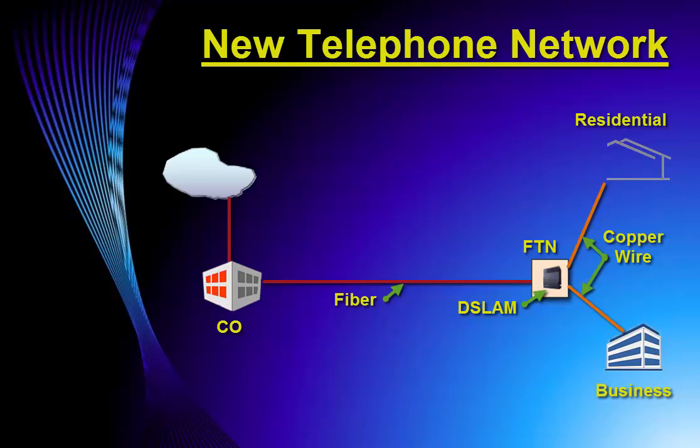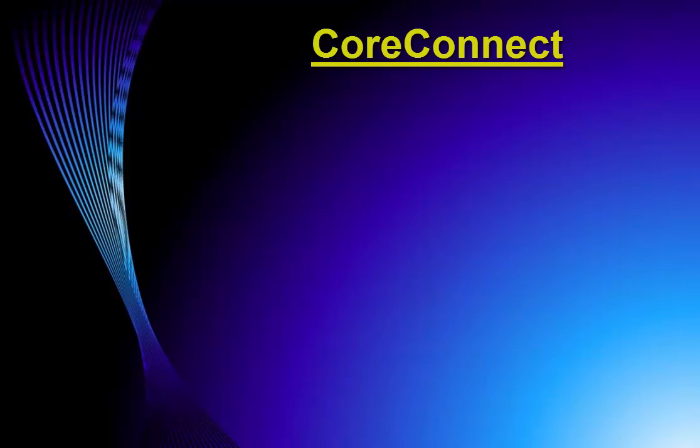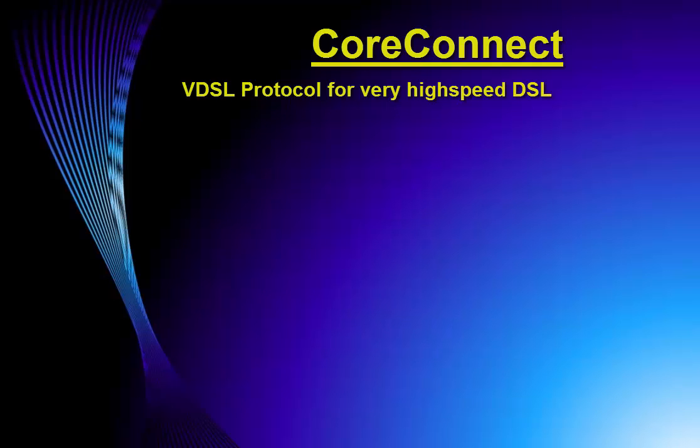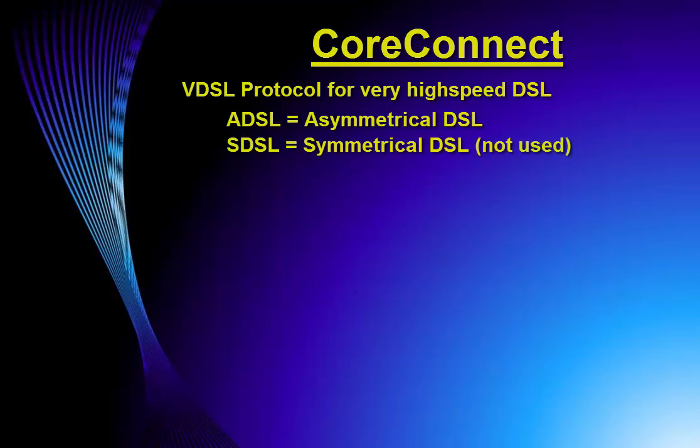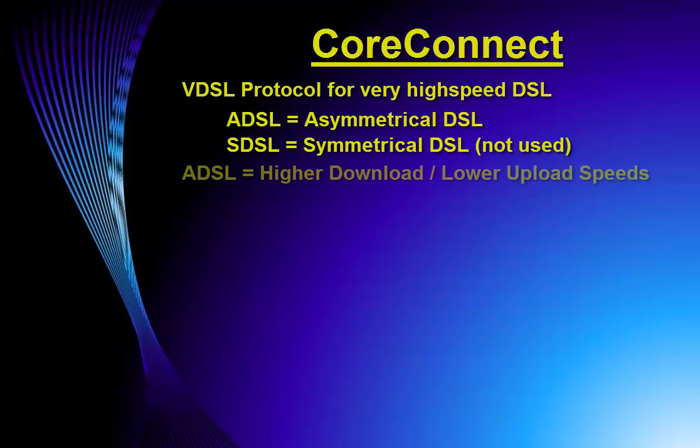However, the new fiber node is placed close to the customer so that the very high speeds desired by the internet users are available. Our offering uses VDSL for very high-speed DSL. It comes in 2 flavors, ADSL, which is asymmetric DSL, and SDSL, which is symmetrical DSL. With ADSL, the allowed data speed to the customer is higher than the allowed data speed coming back from the customer. This gives additional downstream bandwidth handling capability.